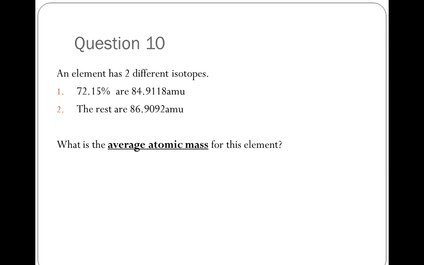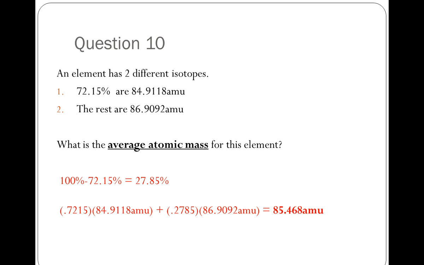An element has two different isotopes, one having a mass of 84.9118 AMU, and that's 72.15% of the element's abundance, and the rest are 86.9092 AMU. What is the average atomic mass for this element? This is the same idea. First, calculate the missing percentage just by doing 100 minus 72.15%, and you get 27.85%. And then you just calculate the weighted average by converting the percentage into a decimal, and then by multiplying the decimal with this corresponding mass and adding them all up, and you get 85.468 atomic mass units.